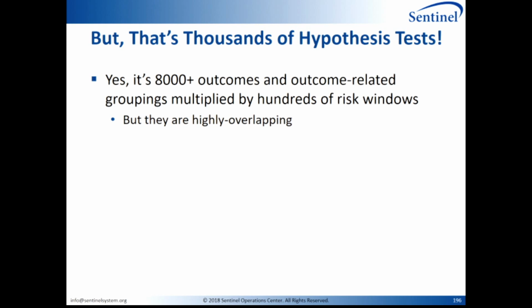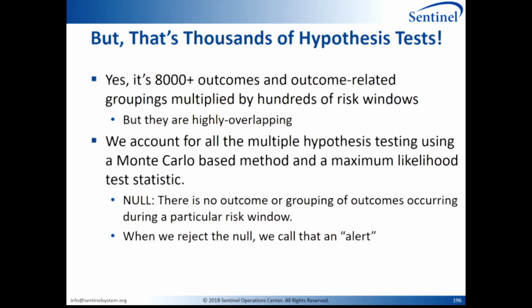And so there are thousands of hypothesis tests, because if you start out with 8,000 outcomes, and then you add groupings of related outcomes, and then you add different risk windows, you end up multiplying to the point where you have more than 1 million hypothesis tests. But, good news, they are highly overlapping, meaning that you don't have to do something more complicated for false positive control. And you do it using a simulation setting so that you completely control for all of that multiple hypothesis testing. So this is the part where we get a little statistical here.